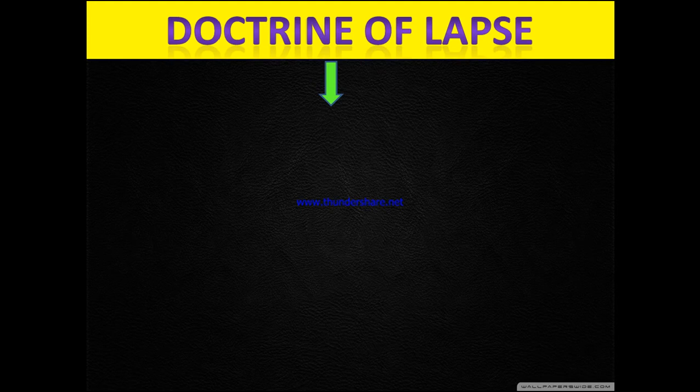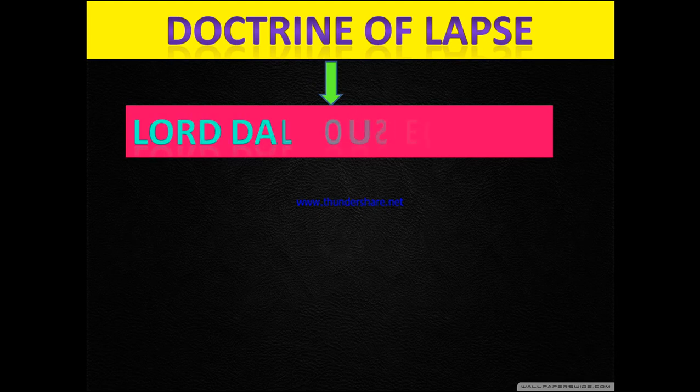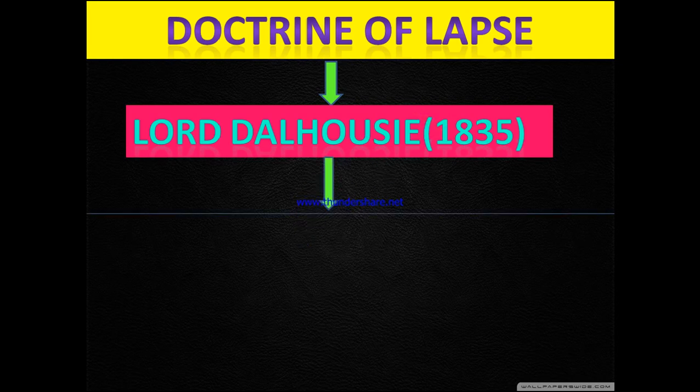After that, they followed many other methods to occupy the Indian kingdoms. One important method followed by the British East India Company was known as the doctrine of lapse. This policy was introduced by Lord Dalhousie in 1835. According to the doctrine of lapse, if any Indian ruler died without a male heir or successor, his or her kingdom would come under the control of the British East India Company.